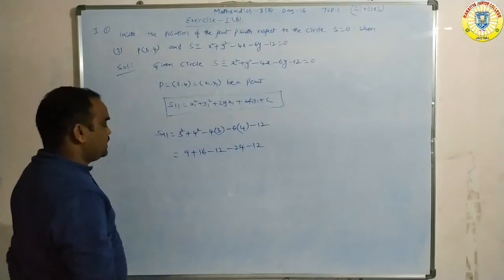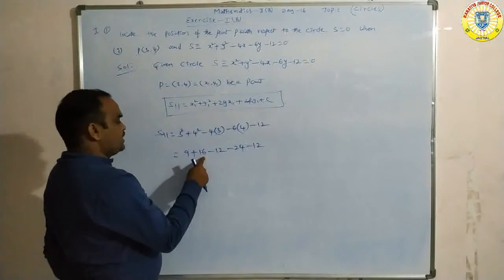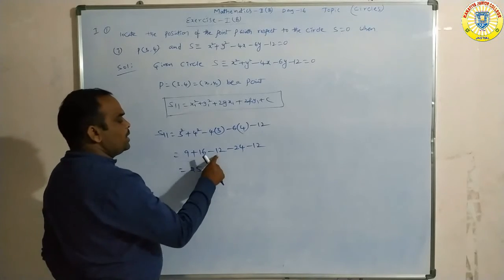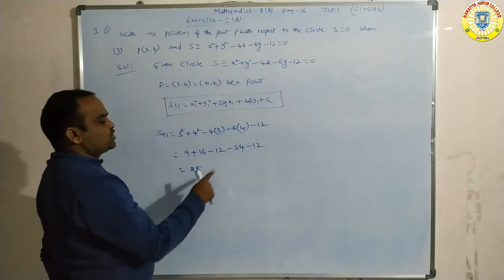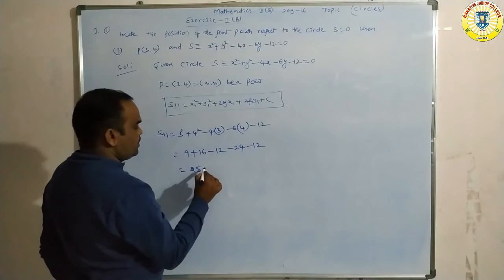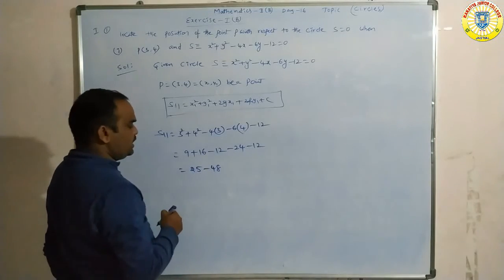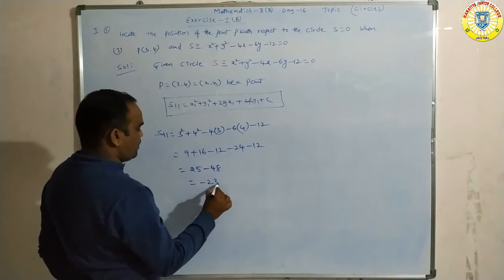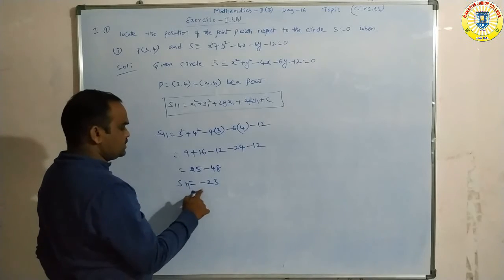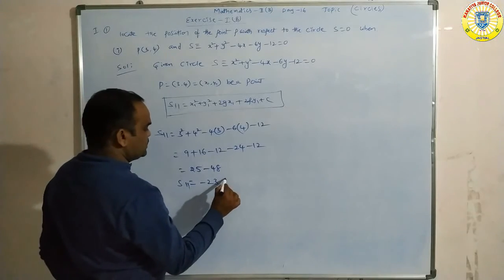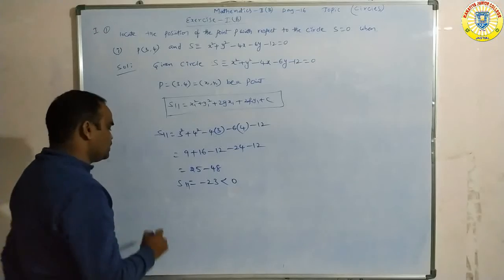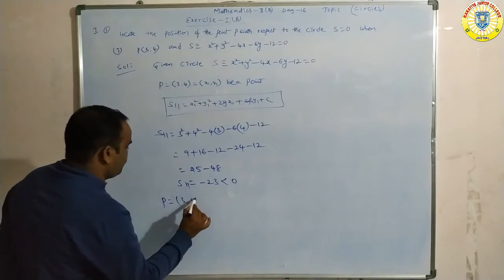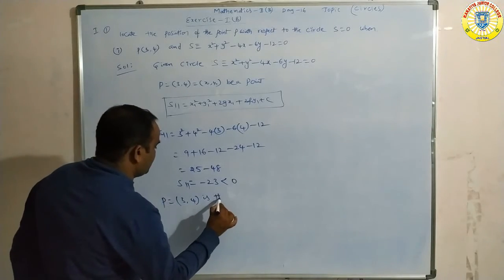Okay? See here. Now we are simplifying this one. 16 plus 9, what is the value? 25. Okay? Minus 12 minus 12 minus 24 minus 24, that is minus 48. Plus 25 minus 48, that is nothing but minus 23. S11 is equal to minus 23. Less than 0 or greater than 0? Less than 0. Therefore P is equal to 3, 4. Is it the interior point or the exterior point?